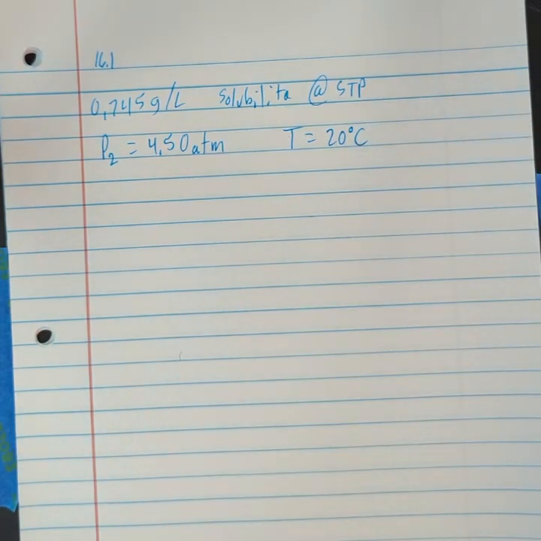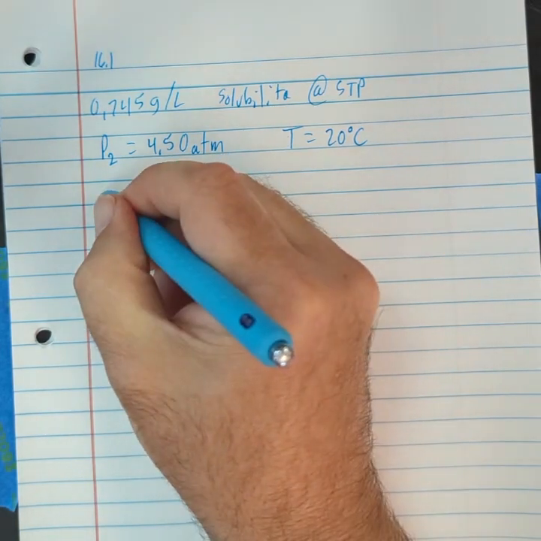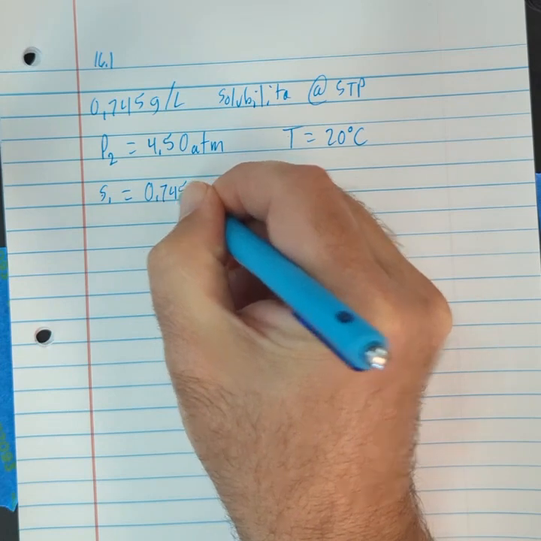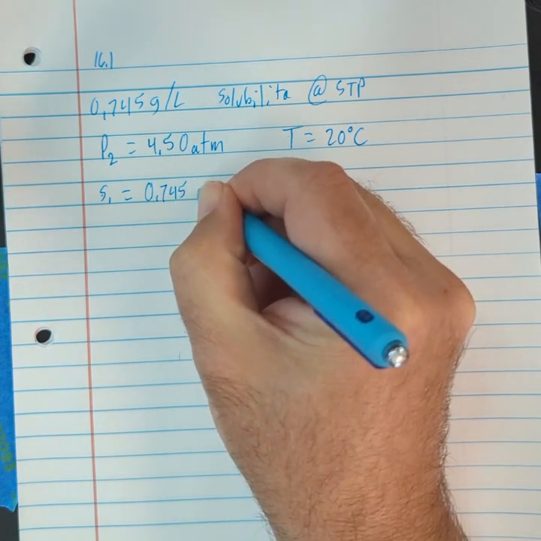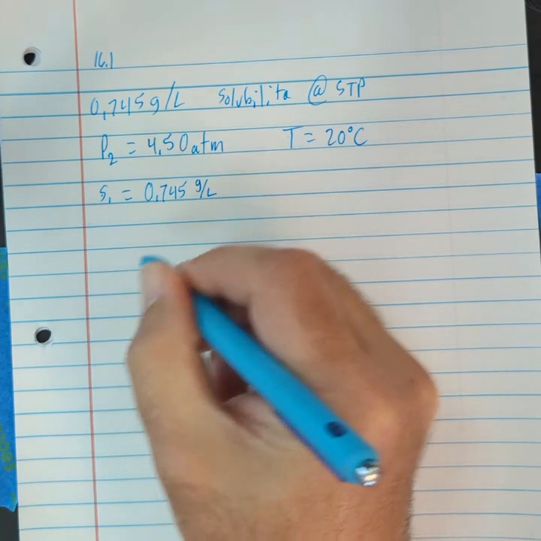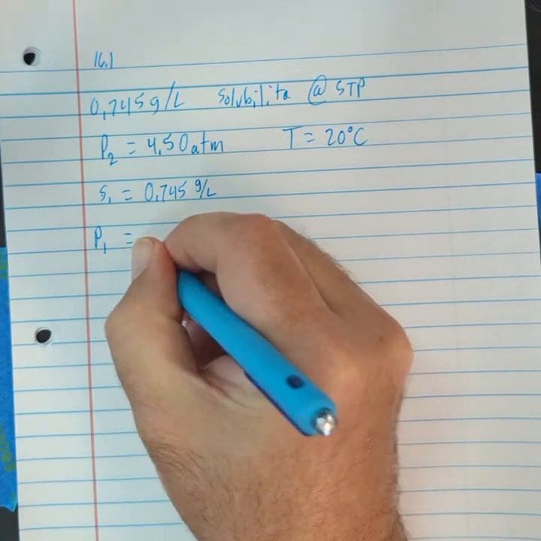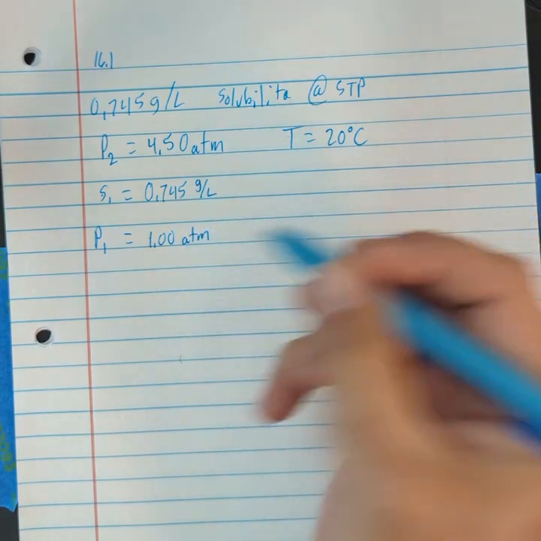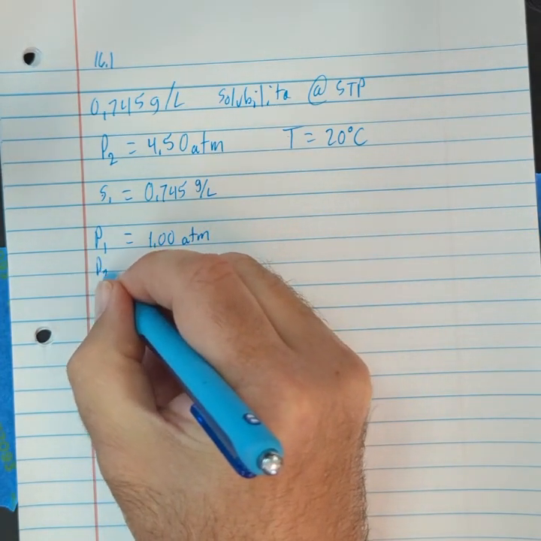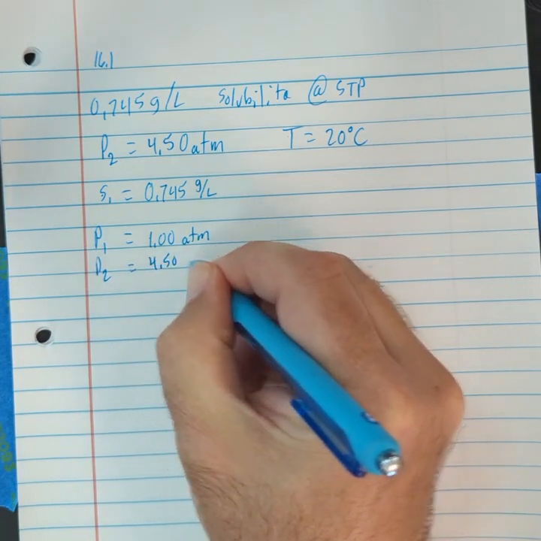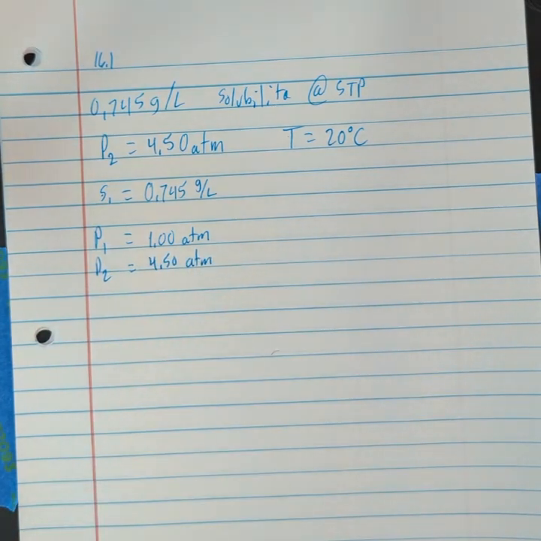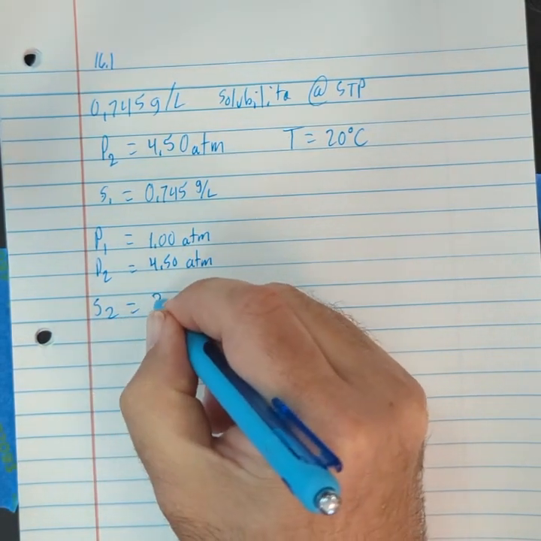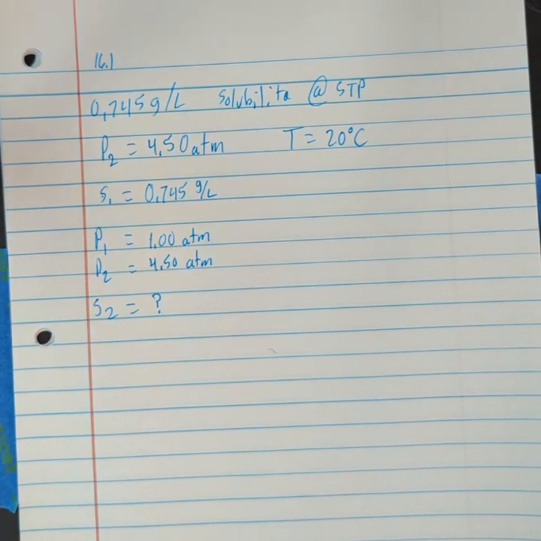Okay? So first thing we're going to do is list our knowns. S1 is 0.745 grams per liter, that's the solubility. Pressure 1 is 1.00 atmospheres because it's at standard temperature and pressure. And then pressure 2 is 4.50 because that's what the problem told us. And so our unknown is solubility 2, the solubility after the pressure has changed.